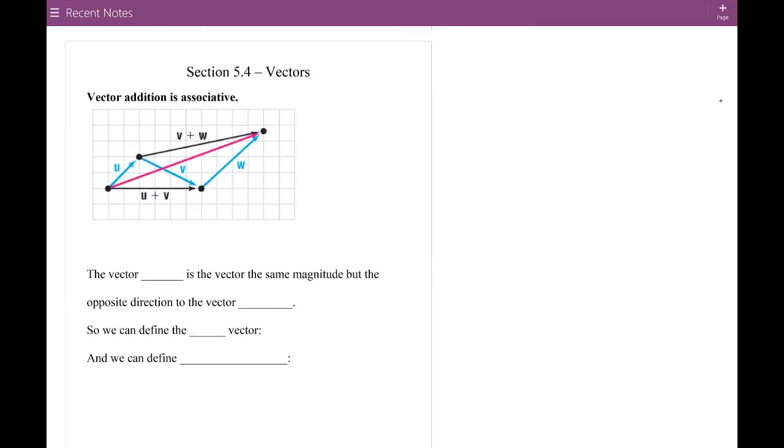So vector addition is also associative. If you have u plus v plus w, associativity says you can do the u plus the v first and get that result and then add the w, or you can add the v plus the w first and then add the u, and you're going to get the same result.